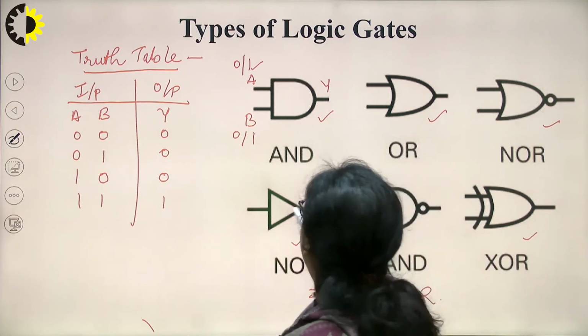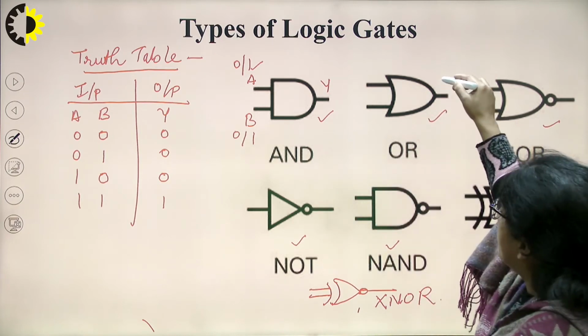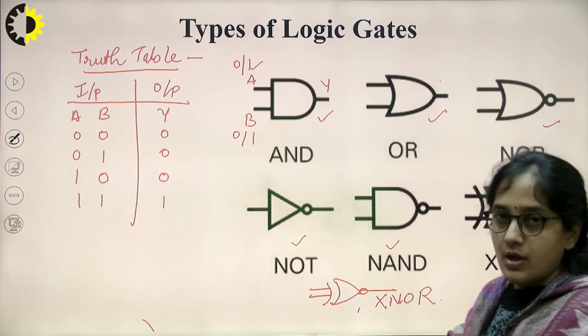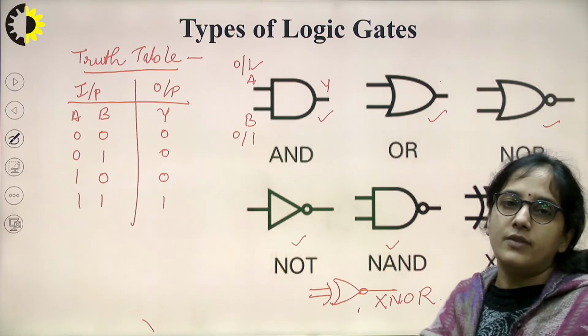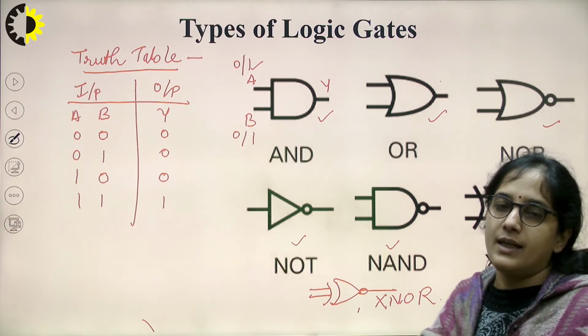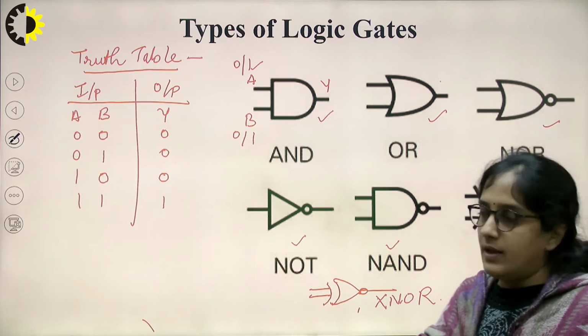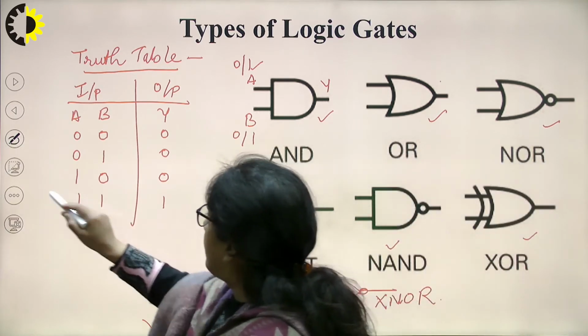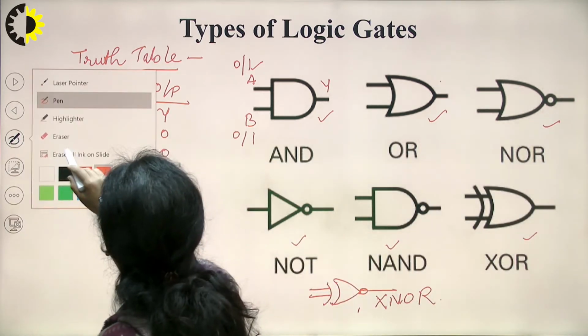Now we can go for the OR gate, that is the ORing operation. ORing means if either one input is high, the output is high. So let us have a table for the OR gate.